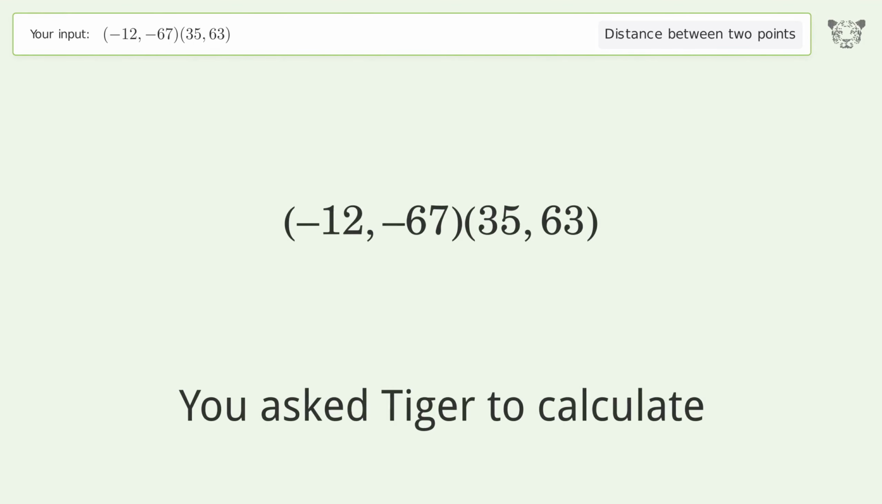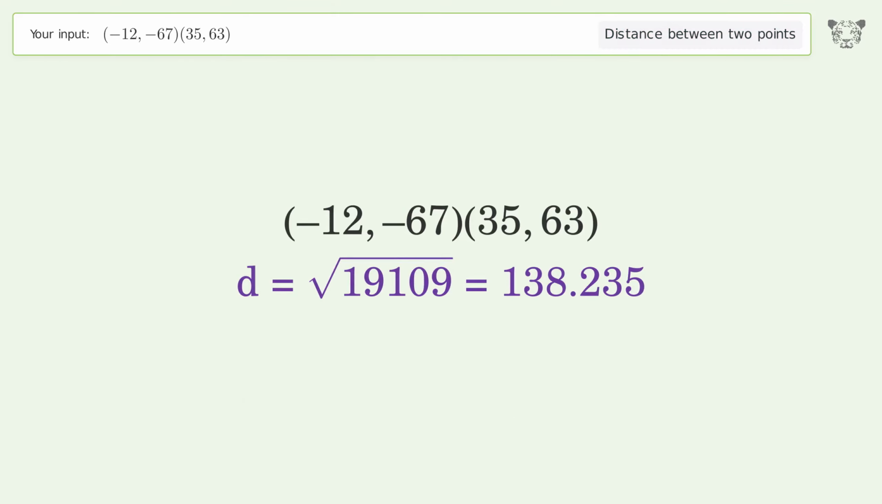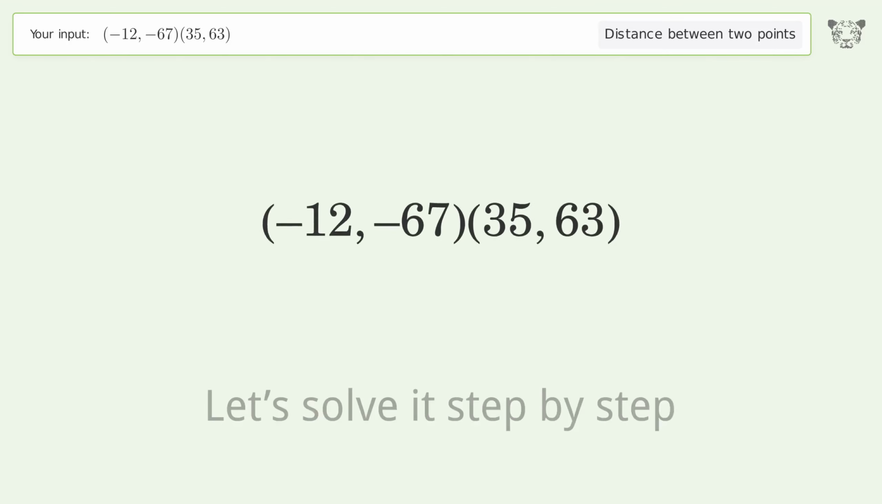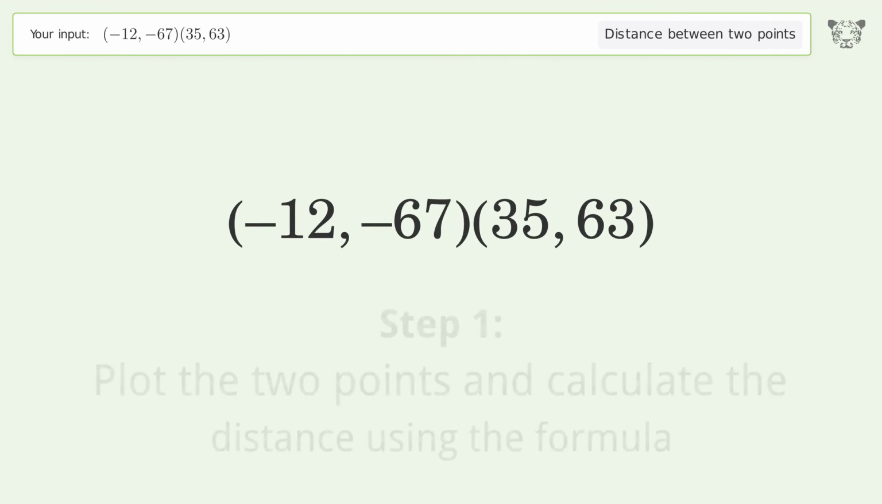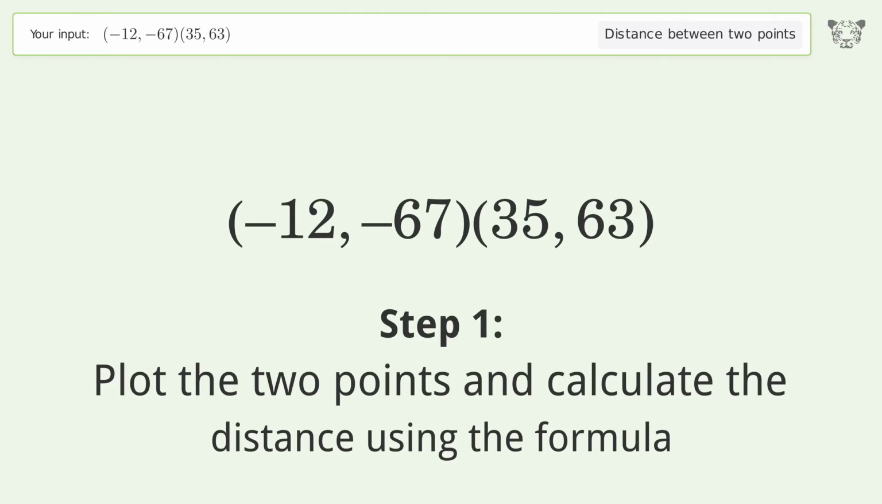You ask Tiger to calculate. This deals with the distance between 2 points. The distance between the 2 points is the square root of 19,109 or 138.235. Let's solve it step by step. Plot the 2 points and calculate the distance using the formula.